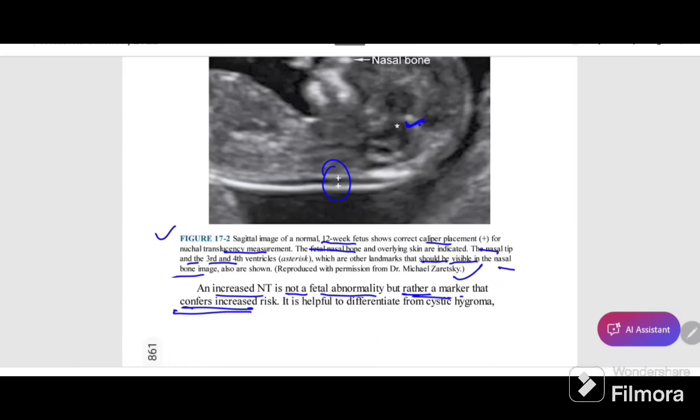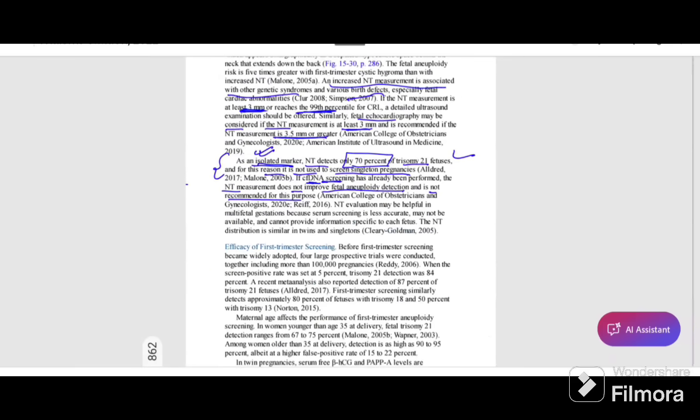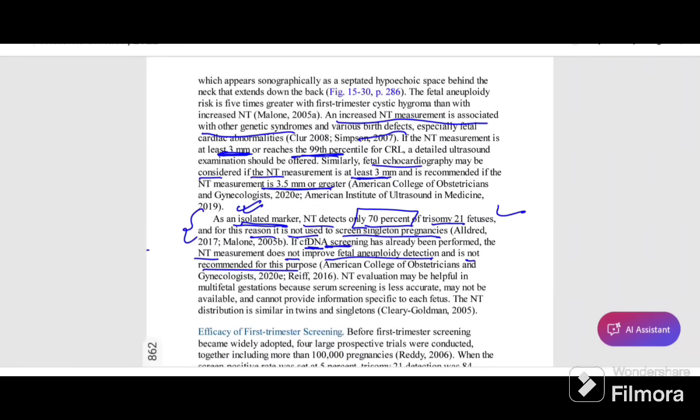Increased NT is not a fetal abnormality per se, but rather a marker that confers increased risk. This is an important point to understand. And as I have told, it is an important risk marker for aneuploidies and a higher risk for cardiac abnormalities. So they say that in case you have seen an NT scan showing more than 3 mm, then you can offer a fetal echocardiography along with other detailed fetal anomaly testing. And if it is 3.5 mm or more, then it has to be done.